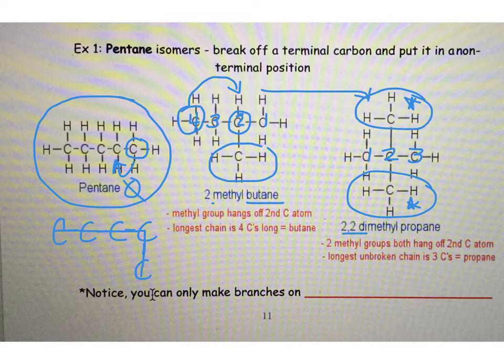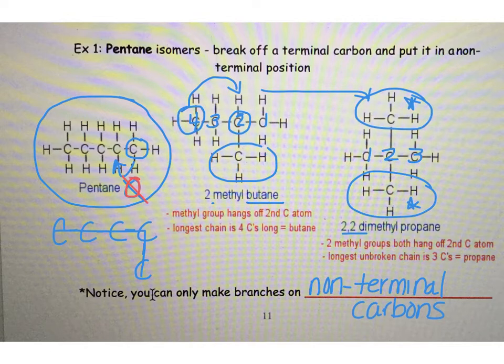Notice you can only make branches on non-terminal carbons. And what we mean by terminal carbons is what I showed you in the first picture. You cannot take a carbon and move it over here to the end because it only bends the chain. Do not do that. It will not count.